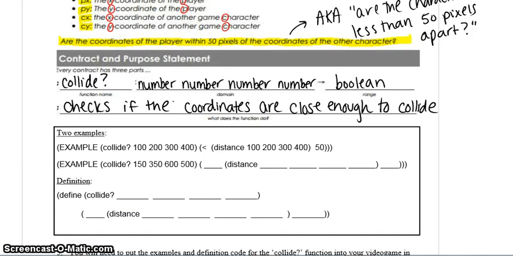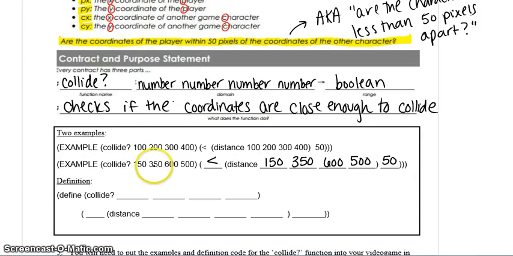So I've written down my purpose statement here, and now we are ready to do our examples and our definition. So once again, I've already written out the first example for you. So the first example says collide 100, 200, 300, 400, 4 made up inputs. The computer is supposed to check, is the distance between 100, 200, 300, 400 less than 50? So I believe at this point that you should be able to pause the video now and fill in the second example on your own without peeking. So go ahead and do that now.